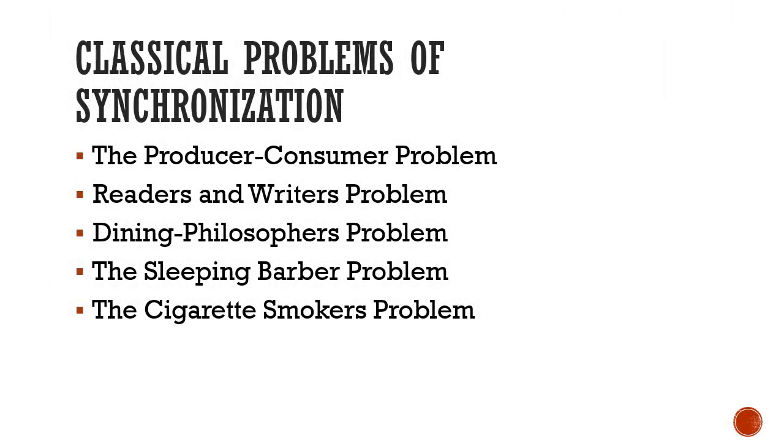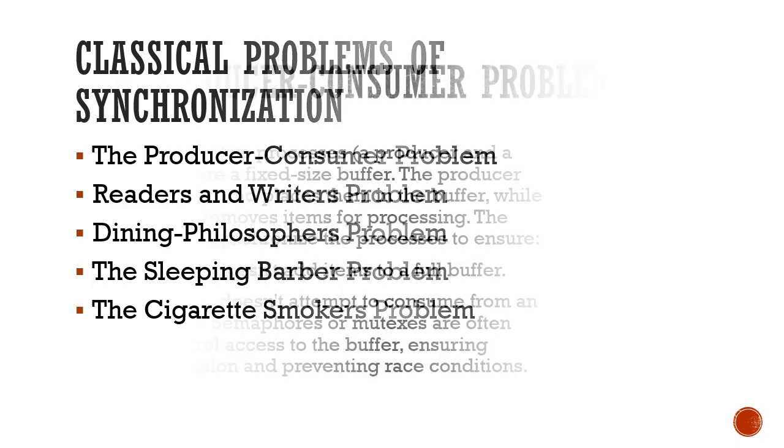Today, we will delve into the classical problems of synchronization in process synchronization, a crucial concept in computer science. As we explore these problems, like the critical section problem, producer-consumer, reader-writer, and dining philosophers, we'll understand how multiple processes can safely access shared resources without conflict. These problems highlight the challenges of ensuring mutual exclusion, deadlock prevention, and fair resource allocation in concurrent systems. Let's dive into the intricacies of these issues and their solutions.